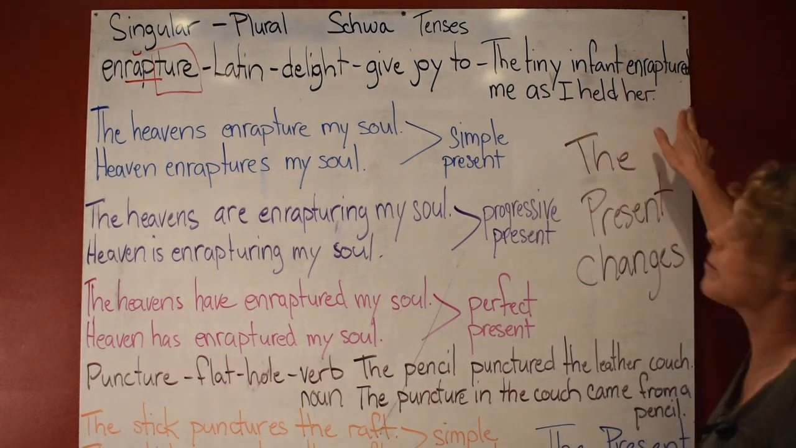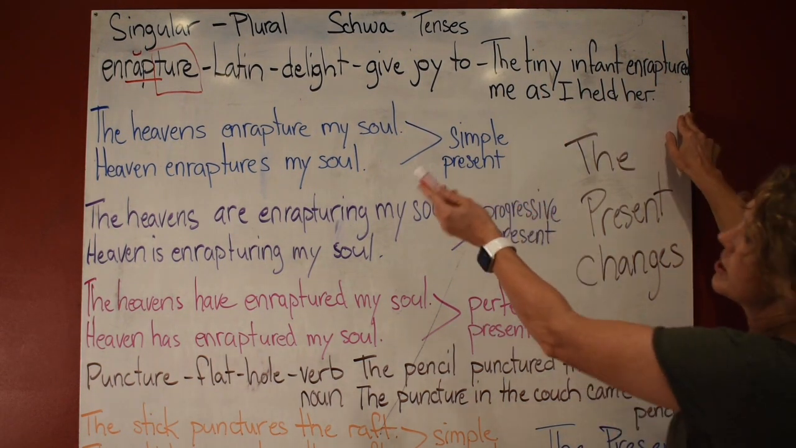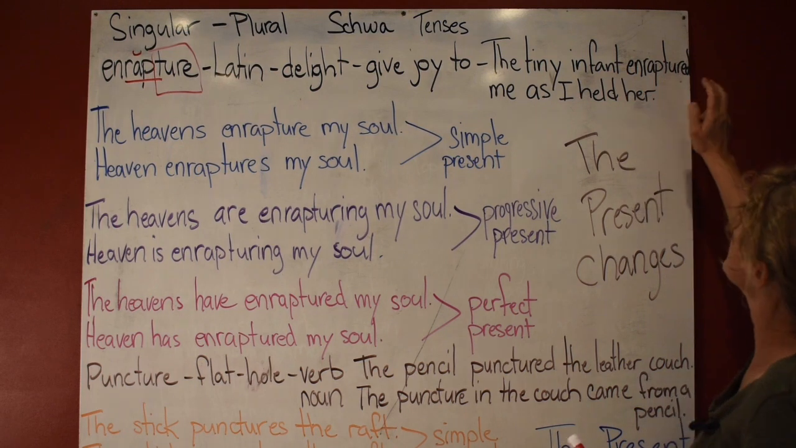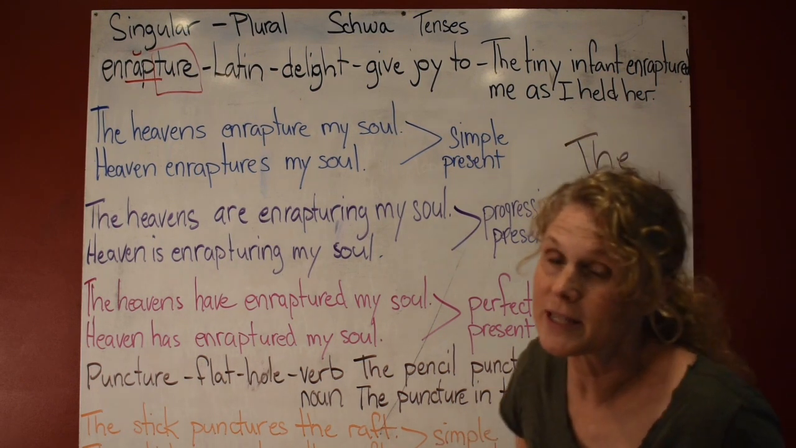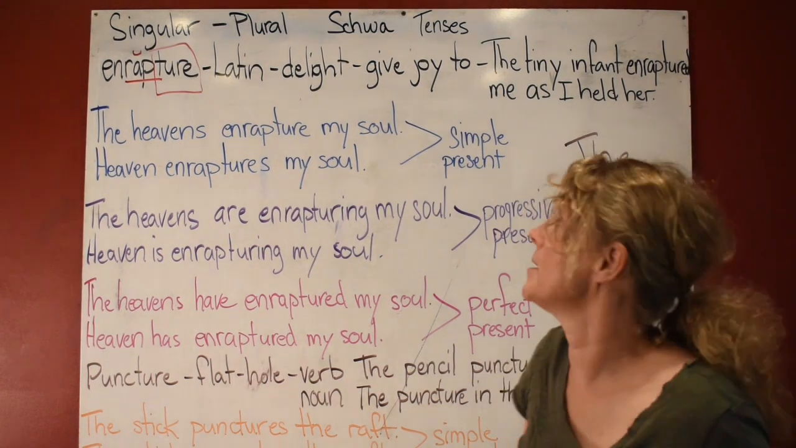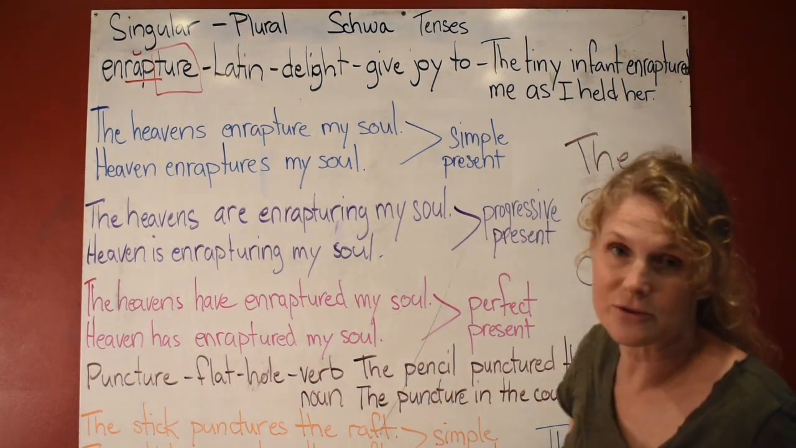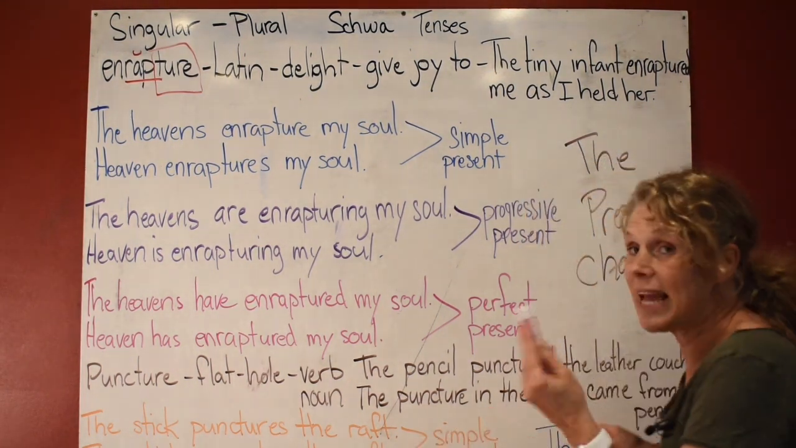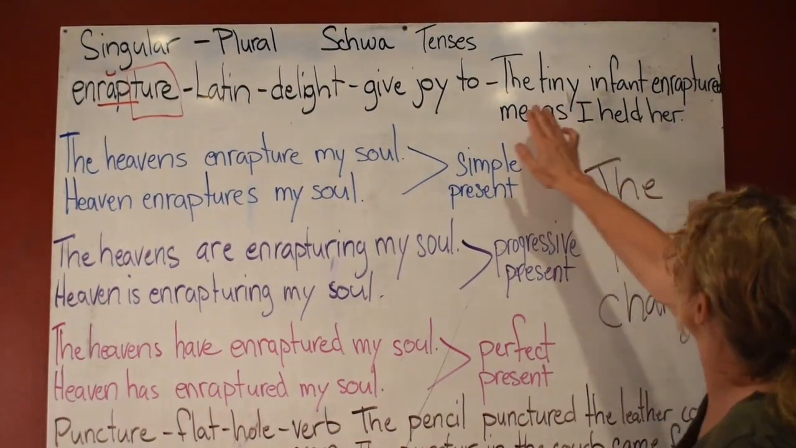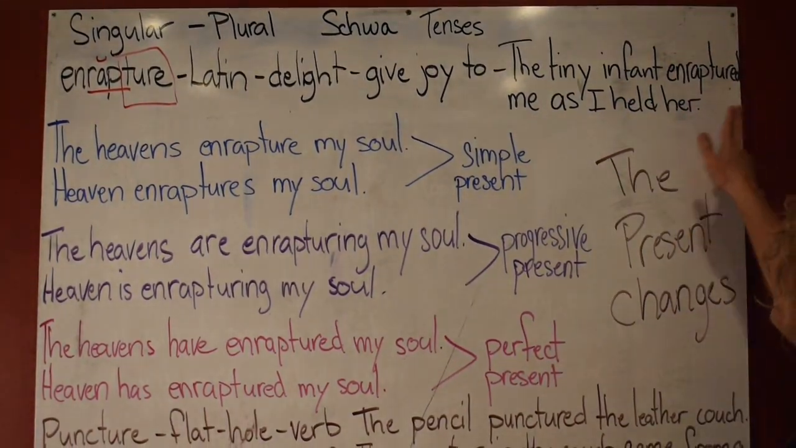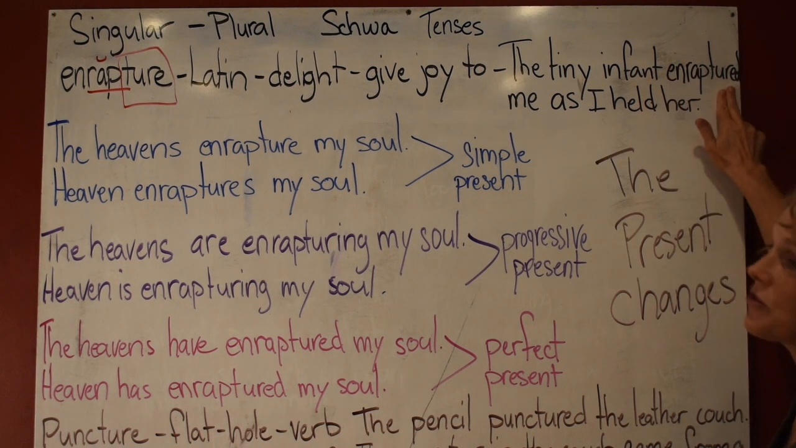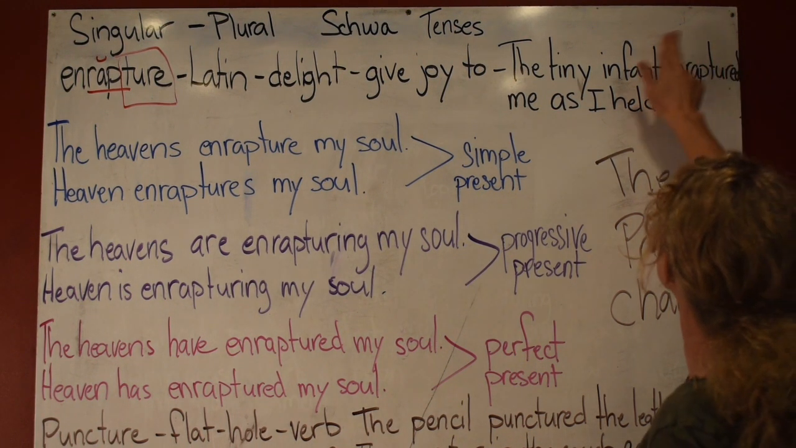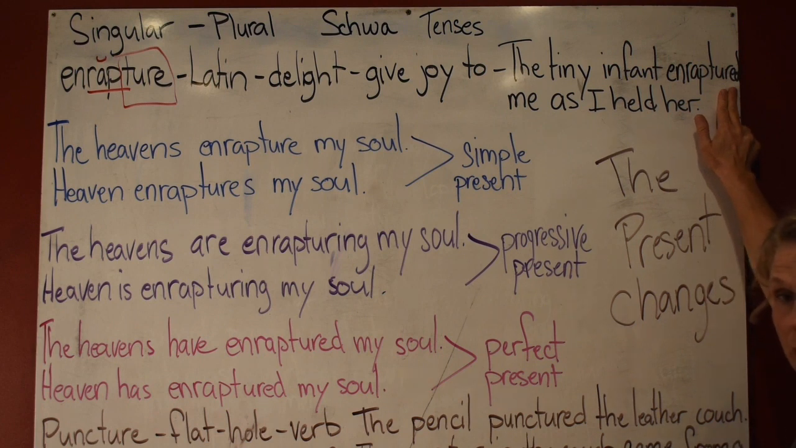So here's an example of a sentence that you can use enrapture in. Tiny infant enraptured me as I held her. We just had our first grandbaby, so I don't get to hold her yet, but next week. But the tiny infant enraptured me as I held her. So we were filled with delight. It's giving us joy as we're holding the baby.